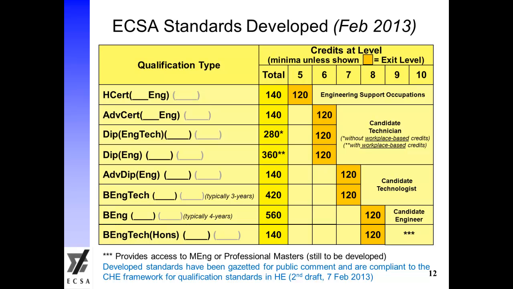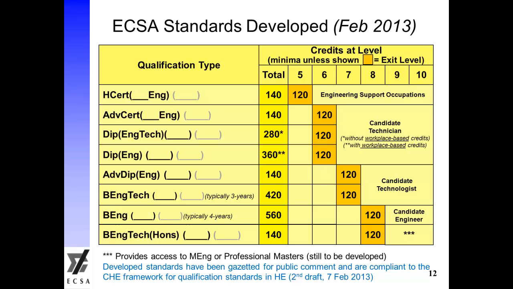This slide shows the HEQSA standards developed until February 2013. Developed standards have been gazetted for public comment and are compliant to the CHE framework for qualification standards in higher education. Note that the minimum credits specified are in most cases 20 credits more than the minimum specified by the HEQSF. The higher certificate at level 5 is aimed at engineering support occupations, of which there are many, and is not linked to a specific professional category.